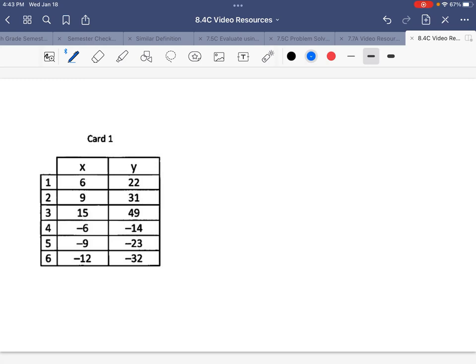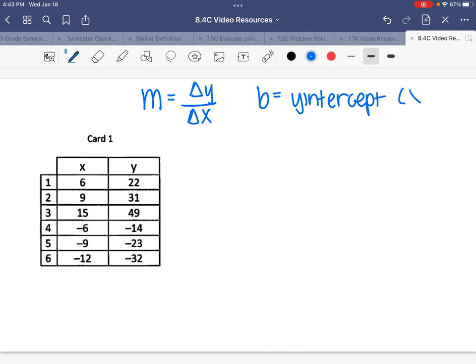Hey guys, today we're going to be focusing on how to find our slope and our y-intercept from tables. So remember, our slope, we use the letter m, and we find it by our change in y over our change in x. And our b is our y-intercept, and we get that when x is equal to 0.